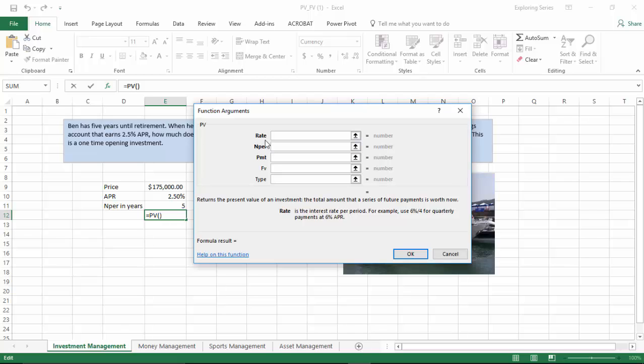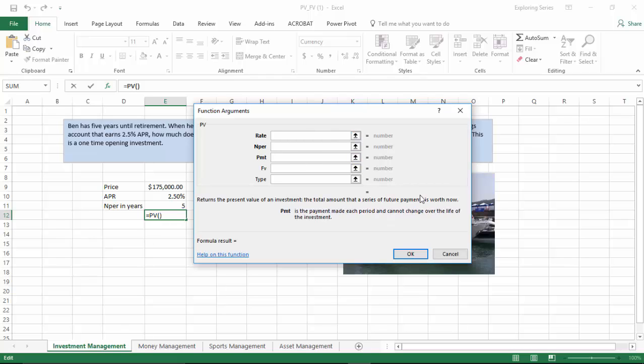So whenever you see the word rate, you have to start thinking periodic interest rate, or the rate per period, okay? In this case, we're going to do some discounting, but we'll make that work. The second argument that is absolutely required is NPER, which stands for total number of payment periods, just like future value.